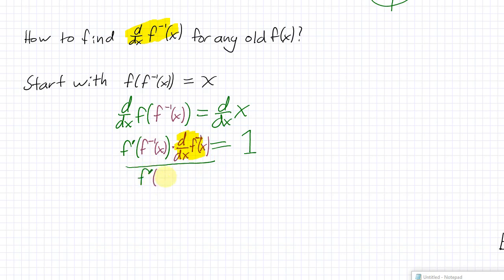F prime of f inverse of x, and do that on both sides. Okay, there we go. And it cancels out on this side, and we just end up with an equation for the derivative that we want.